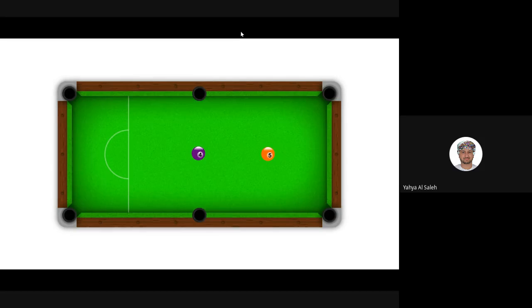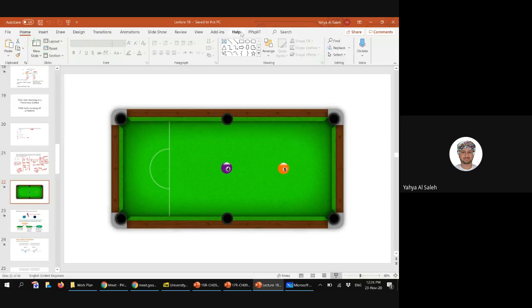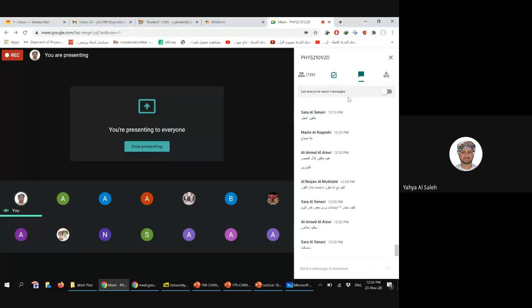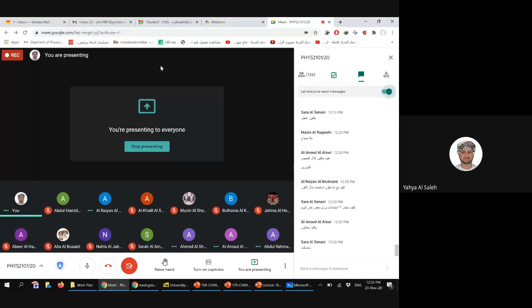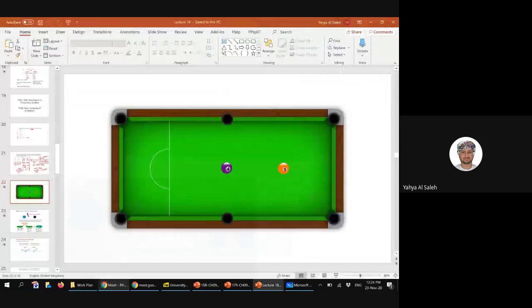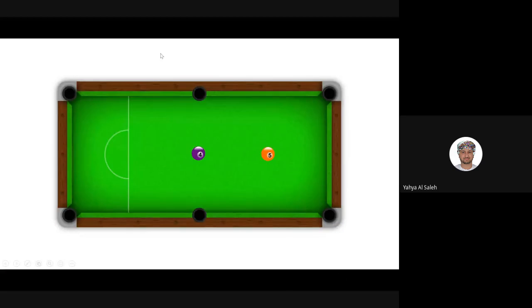Okay. Let's take the example of billiards. One ball hits another. It stops.